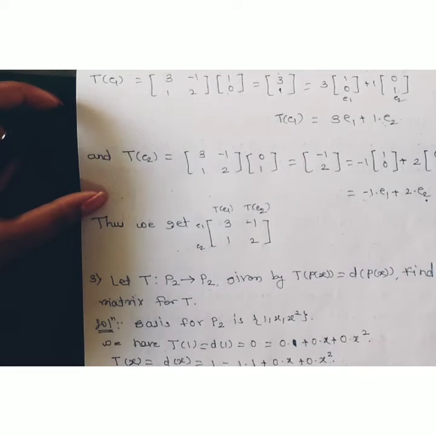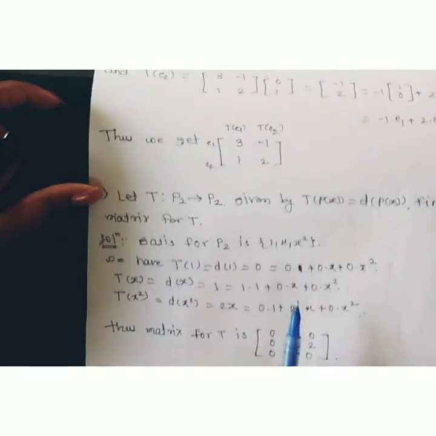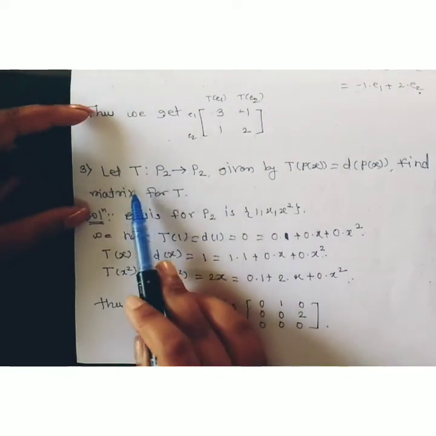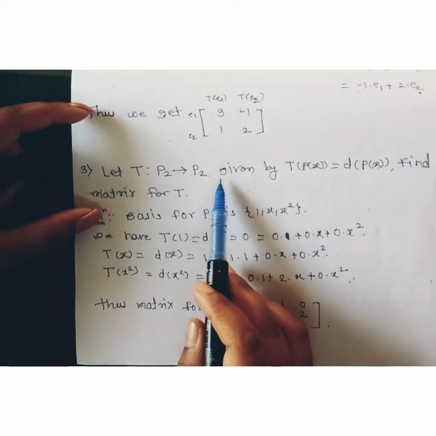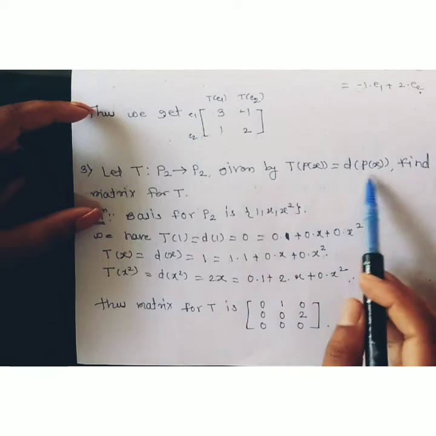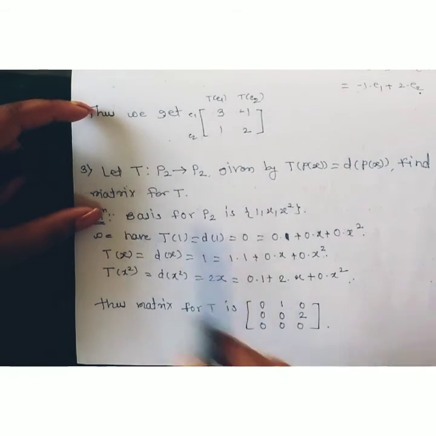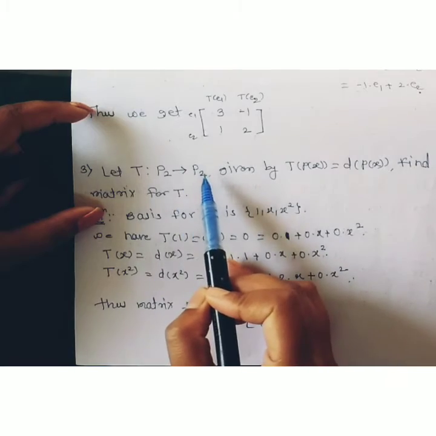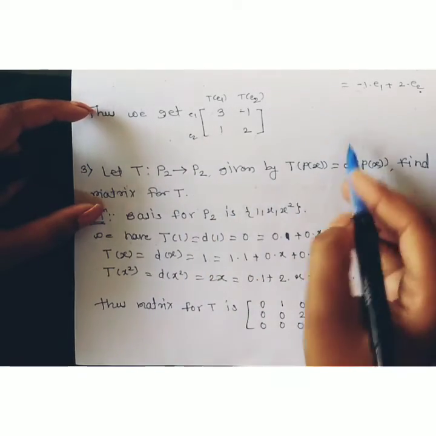Now the third example is: let T be a map from P2 to P2 given by T of p(x) equal to the derivative of p(x), D of p(x) is nothing but the derivative of p(x), and find the matrix for T. Okay, T is a map from P2 to P2 means what? We know that P of n is nothing but what?